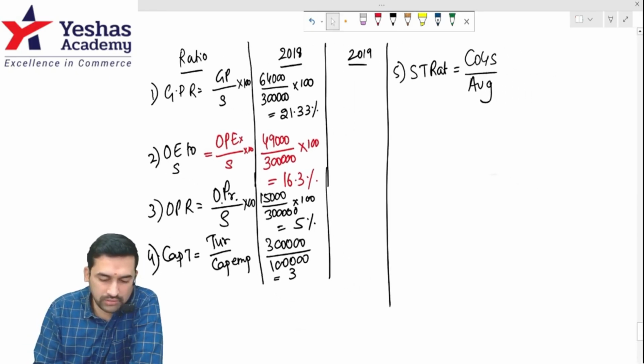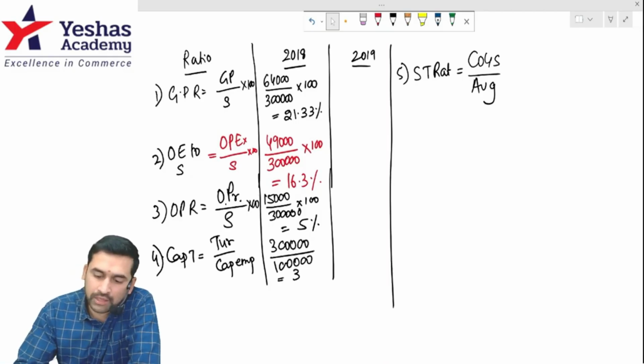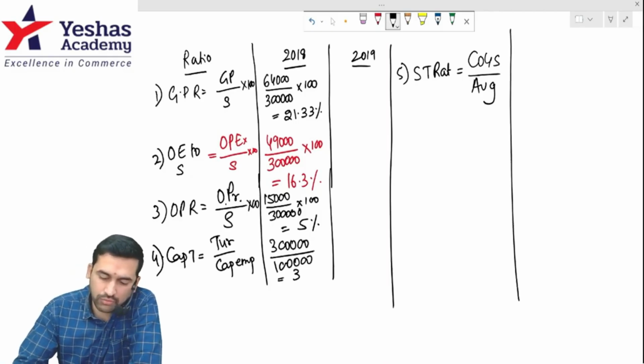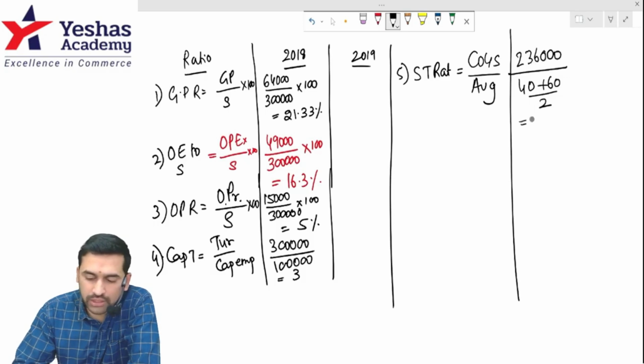Now, where is COGS, sir? You know where COGS is. Sales is there, GP is there. In between, you have COGS. Doable? Tell me finally for first year, what am I going to take? 2 lakh divided by average, which was 40 plus 60 by 2. Is it okay if I write like this for reference? 50. Then in the calculator, 236 by 50, 4.72.